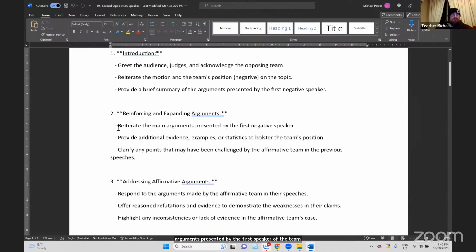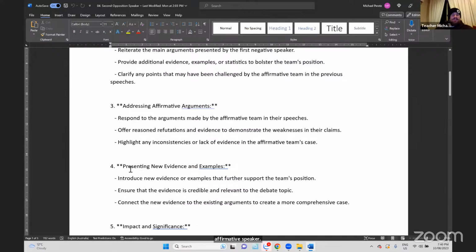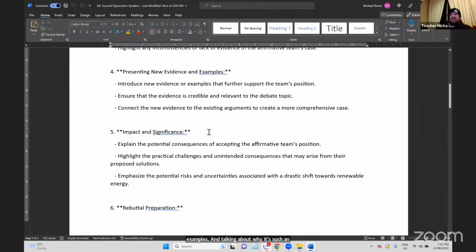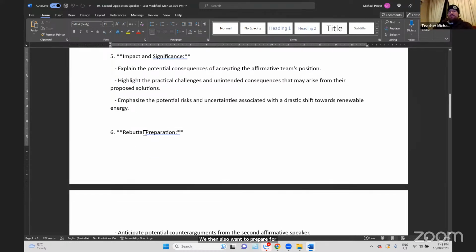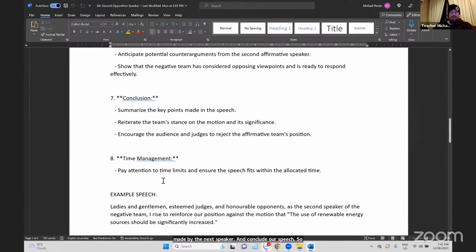We then go on to reinforce and expand our arguments, and we go on to address any arguments made by the second affirmative speaker, strengthening our case, so presenting new evidence and examples, and talking about why it's such an important issue and the impact that it can have on the world, our country, our community, depending on what the topic of the debate is. We then also want to prepare for any rebuttals that may be made by the next speaker and conclude our speech. So let's have a look here.